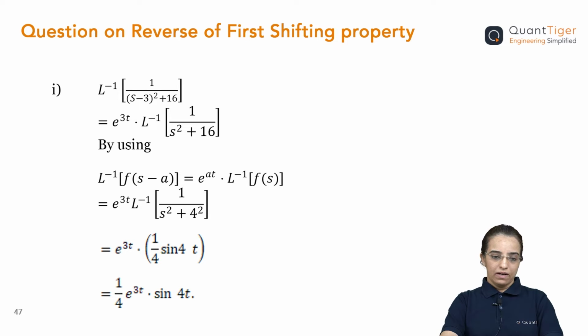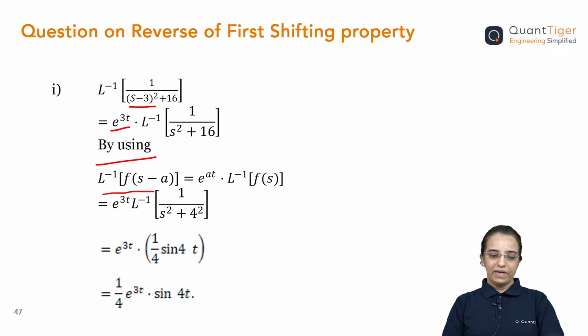Hello everyone. Now let's see how we can solve the question by using all the formulas which we have just seen. First question is Laplace inverse of 1 upon (s minus 3) bracket square plus 16. जैसे कि यहाँ पे दिखाई दे रहा है s की जगह s minus 3 आ चुका है, then we have to multiply it by e to the power at. a की वैल्यू यहाँ पे जो है वो 3 है, so that's why it became e to the power 3t से मल्टीप्लाई कर लिया है, and then we will be taking Laplace inverse of 1 upon s square plus 16.